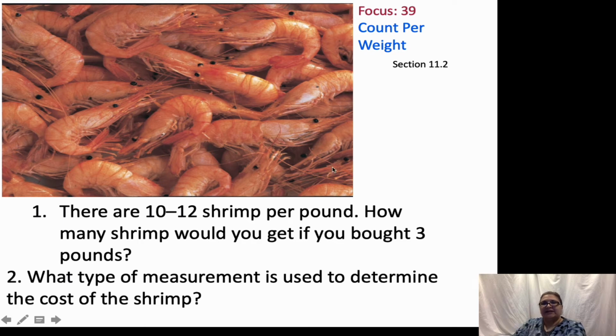Hello everyone. Today we're going over molar mass and converting between moles and grams.